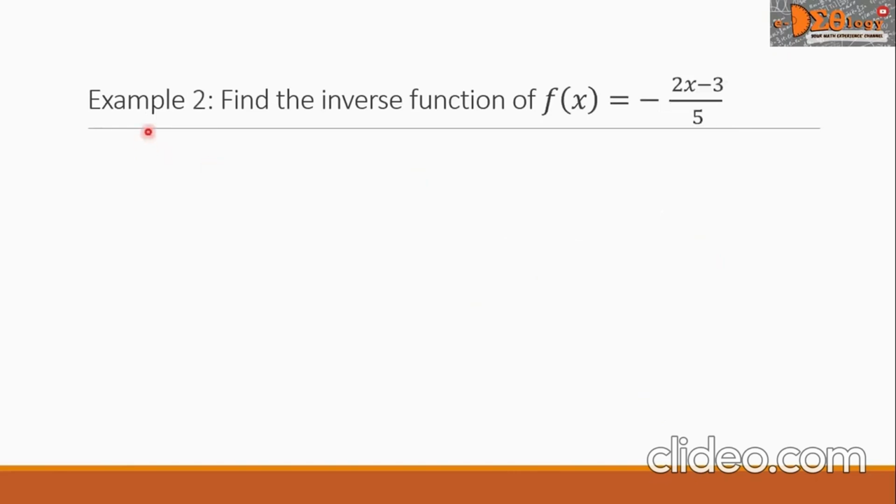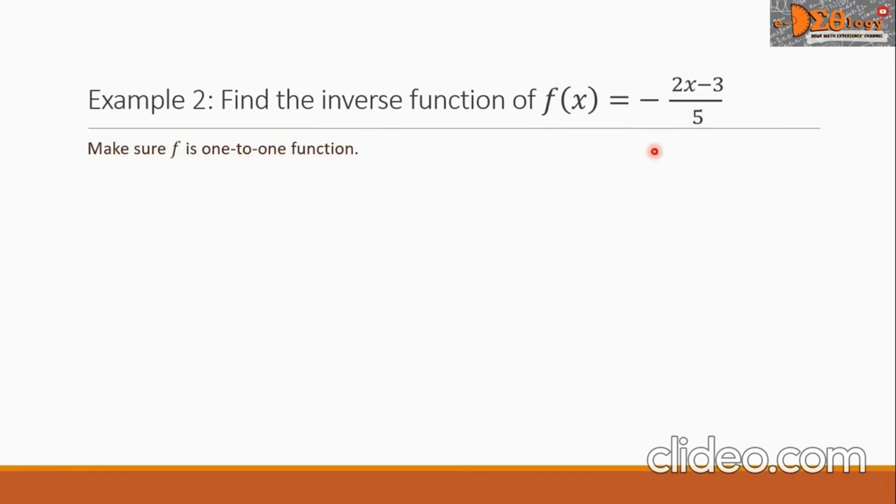Let us have example 2. Find the inverse function of f of x equals the negative fraction. The numerator is 2x minus 3 all over 5. First, let us make sure that the function is 1-to-1. I can observe that this function is linear, so the graph is a line. The domain is all real numbers, while the range is also all real numbers.